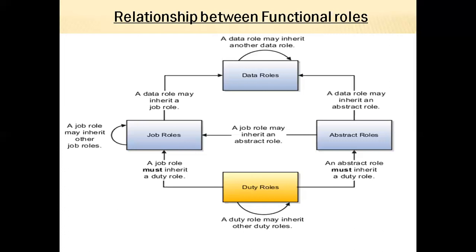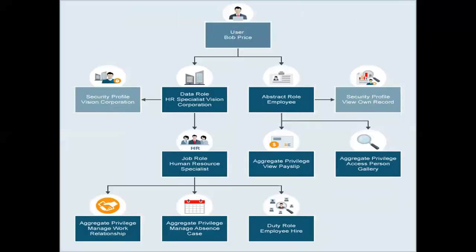So now let me give an example here. In this example, you can see the user Bob Price sitting here on top. This person has two roles: the HR specialist, Vision Corporation. Once you start with the Oracle Fusion applications, you'll be seeing Vision Corporation a lot, as I mentioned, it's a fictitious company. So he has two roles, the HR specialist, Vision Corporation, and the abstract role. You see here the data role and the abstract role.